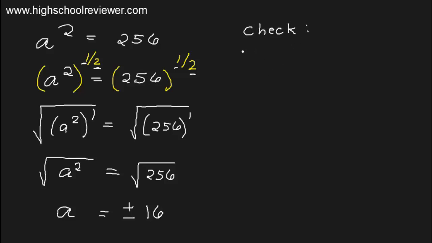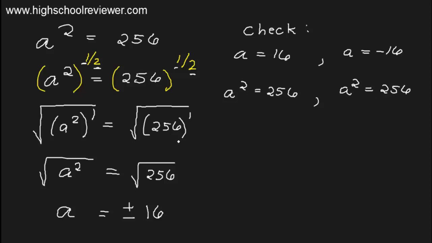So we are going to substitute a equals positive 16, and also another a, which is negative 16. Our equation is a squared equals 256. So our a here is positive 16 raised to the power of 2, and this is 256. So we have here negative 16 raised to the power of 2 equals 256.